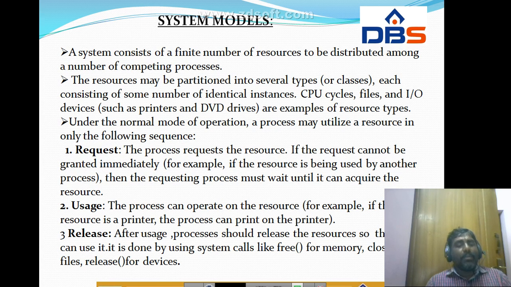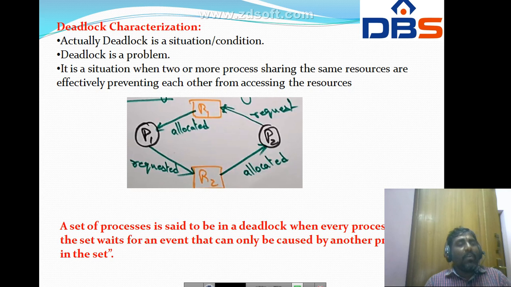It can be done by using system calls like free. In order to release the resource, we use system calls like free for memory, close for files, and release for devices. These are the three basic normal modes of operation by which a process may utilize the resources. Next one is deadlock characteristics.